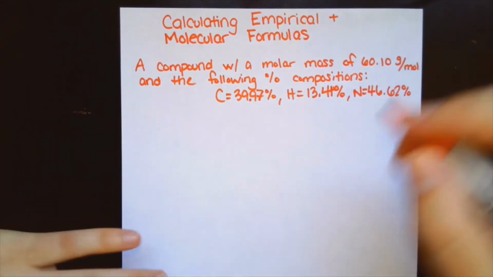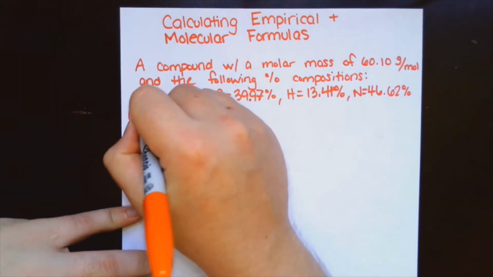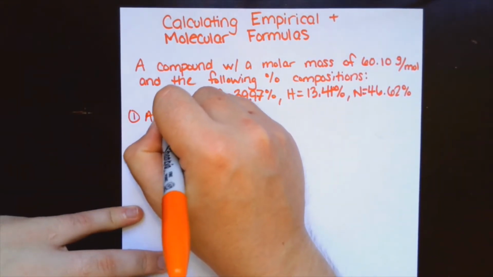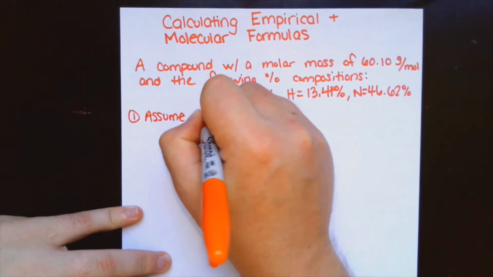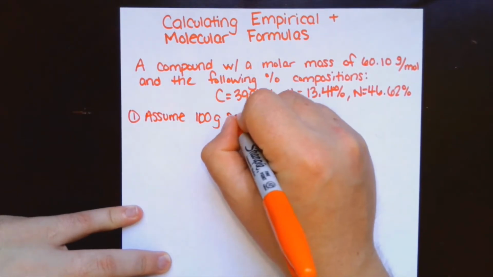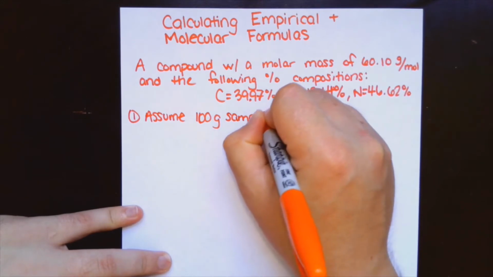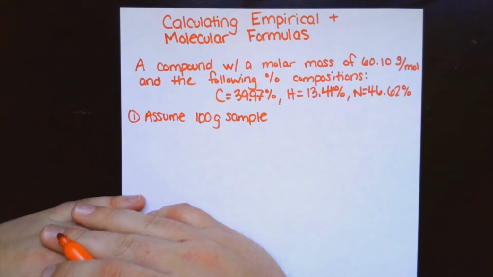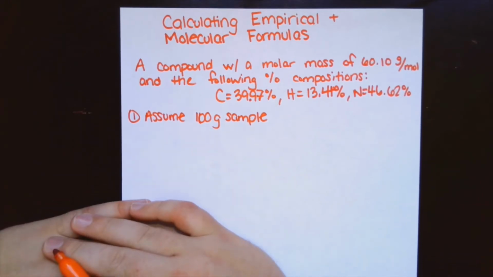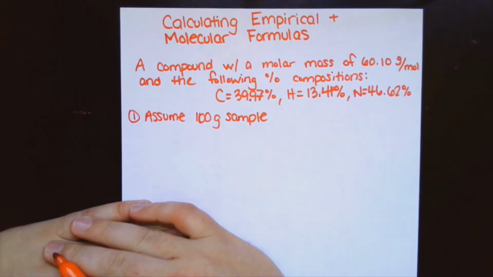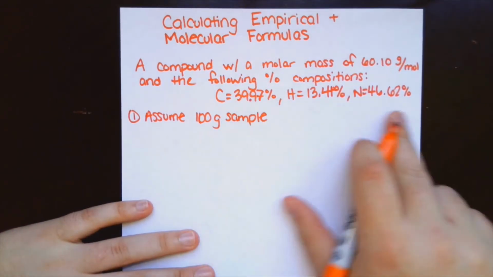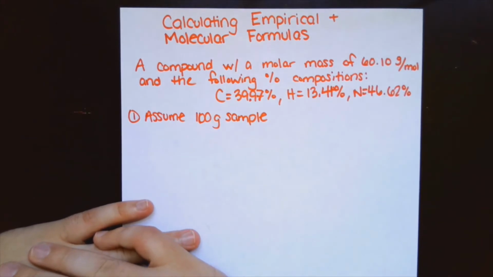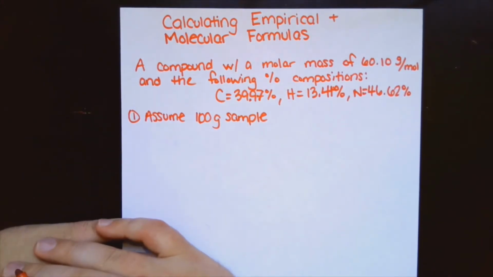So the first step for that, you assume a 100-gram sample. Now, why do we do that? For a problem like this, you assume that the sample is uniform, that it's the same exact composition throughout. So it doesn't actually matter how much of the sample we have. It's not going to change these percent compositions, these mass percents. So we say that we assume a 100-gram sample.